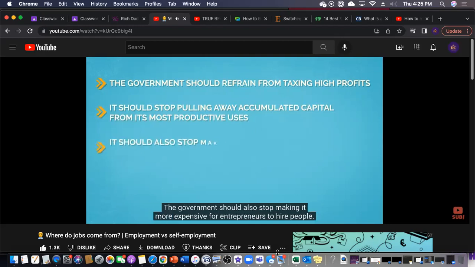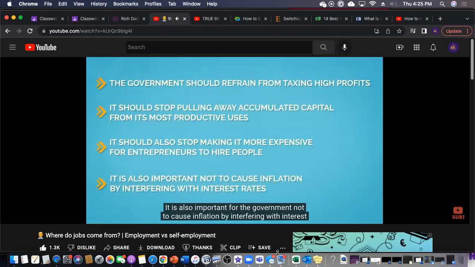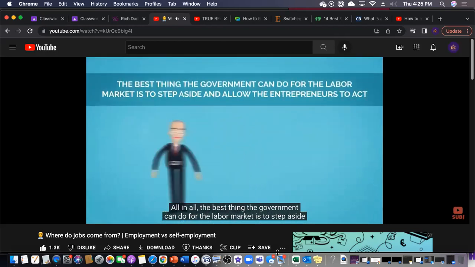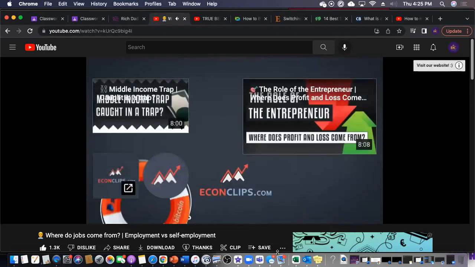The government should also stop making it more expensive for entrepreneurs to hire people. If a workplace costs more money than it brings, then it will not be created. It is also important for the government not to cause inflation by interfering with interest rates, as it discourages savings. All in all, the best thing the government can do for the labor market is to step aside and allow the entrepreneurs to act.